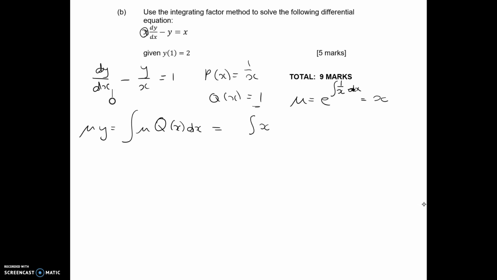Now q of x is, here it is, here it's 1. Don't need to put it in. And that is x squared over 2 plus some constant. So on the left-hand side, mu was x, so that is xy equals x squared over 2 plus c. Nearly finished. We need to find y. So y is equal to x over 2 plus c over x.